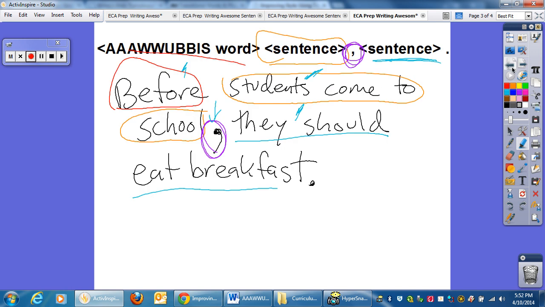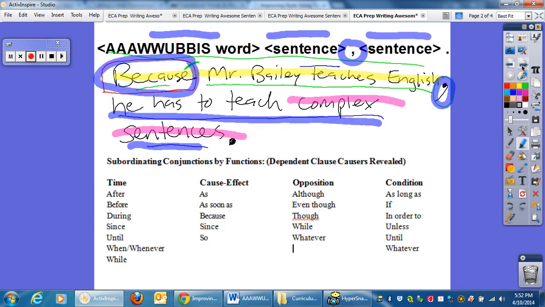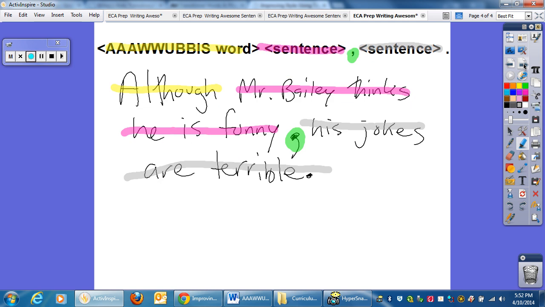So just to recap, these are the AAAWWUBBIS words: after, although, as, when, while, until, because, before, if, and since. And then these are more examples, because there's more than just the AAAWWUBBIS words on the list that work for this. This is the formula: AAAWWUBBIS word, sentence, comma, sentence. It is a complex sentence. And this is yet another example where we started with although.